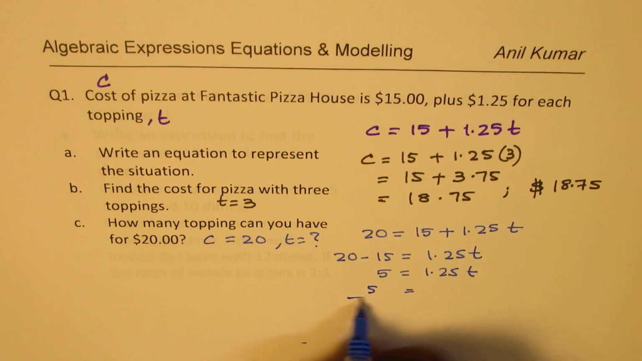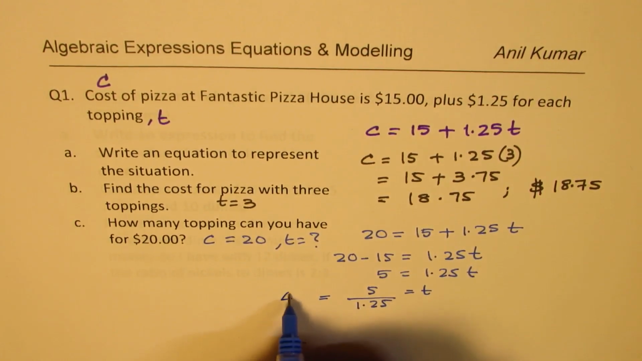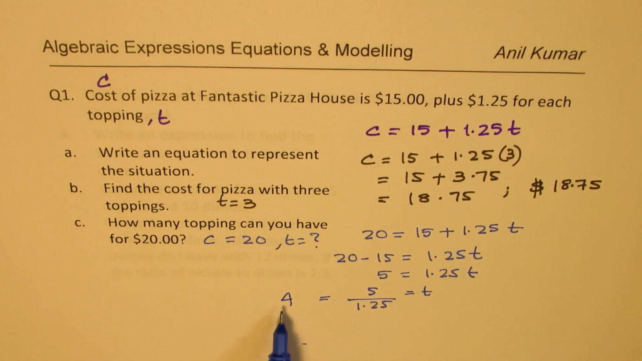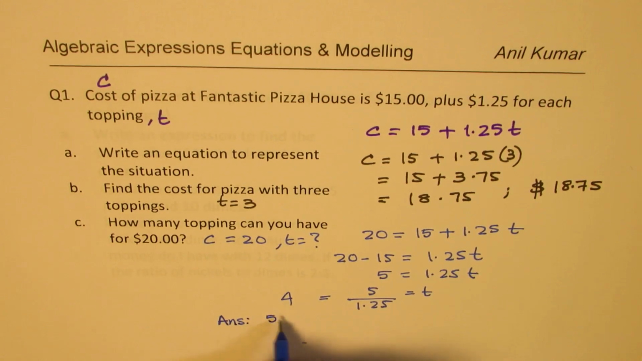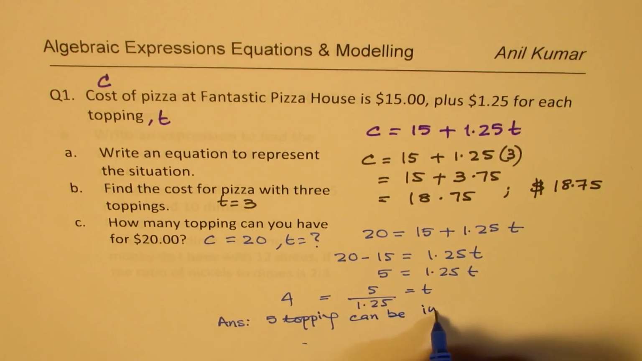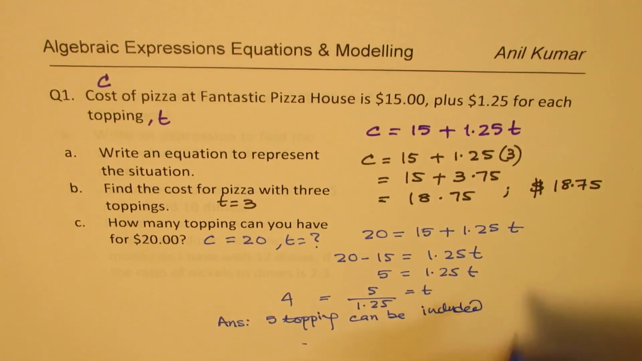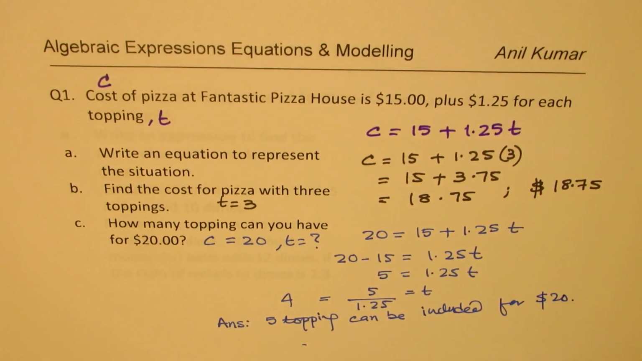And if you divide 5 by 1/4, you should get your answer, which seems to be 4, right? Because 4 times a quarter will be $1 and 4 times 1 is $4. So it gets you $5. So the answer here will be 5 toppings can be included for $20. Correct? So that is how you're going to answer it.